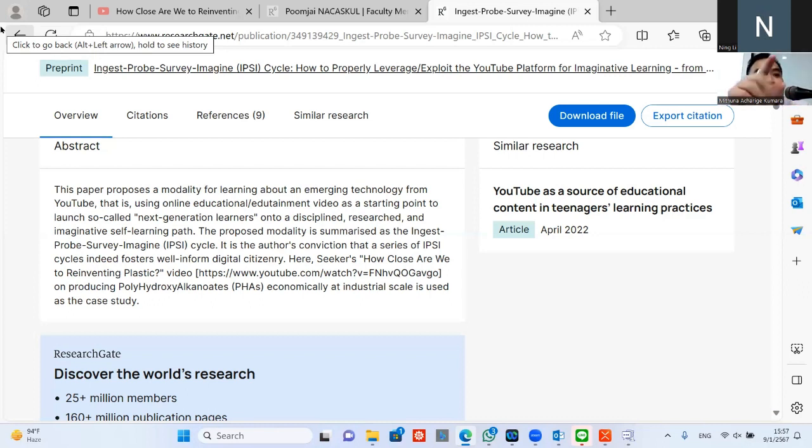So this is ingesting the topic: find the point you want to probe, survey the area, imagine what you want to do. This is how best to get the information content from YouTube. This is not the end, right? Once you latch onto those, you get, oh, you got a key paper here, key paper here, key paper there, and I want to, then you go deep, then you dig deep.